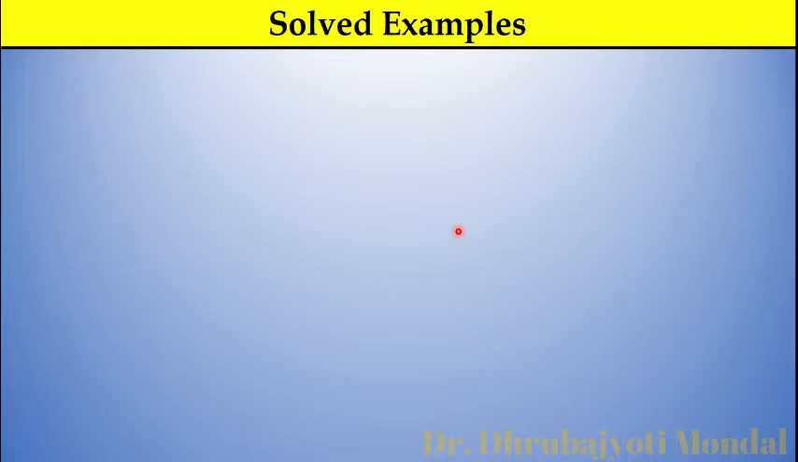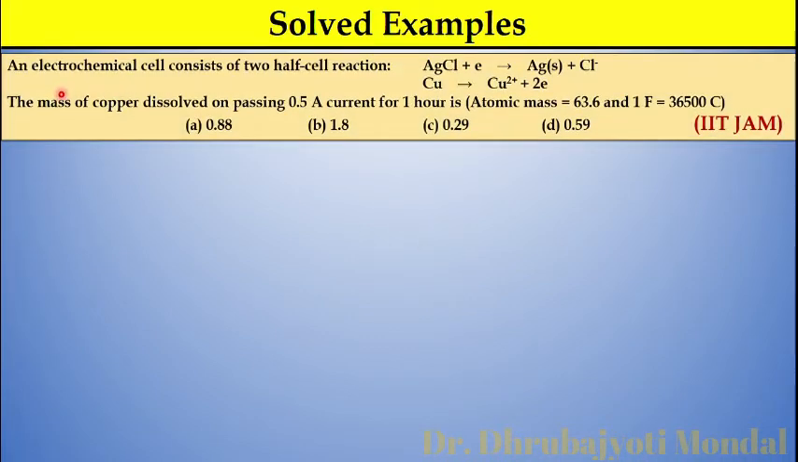Now see the next problem. An electrochemical cell consists of two half cell reactions: AgCl plus electron converts to Ag plus Cl minus, and copper converts to copper 2 plus plus 2 electrons. The mass of copper dissolved on passing 0.5 ampere current for 1 hour is: A) 0.88 gram, B) 1.8 gram, C) 0.25 gram, or D) 0.59 gram.